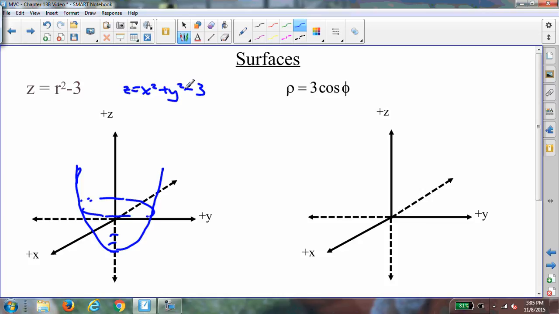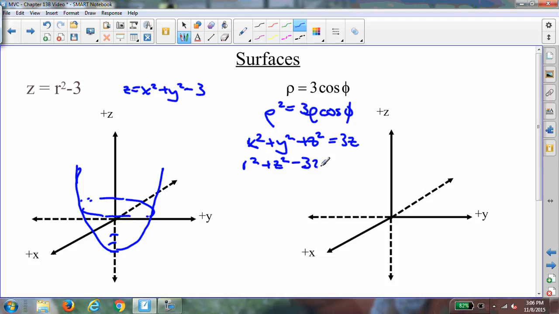Now if it's in spherical, what you want to do is try to rewrite this in terms of the different spherical equations. For example, if I multiply both sides by rho, I get rho squared equals 3 rho cosine phi. But rho squared would be the same as x squared plus y squared plus z squared. 3 rho cosine phi would be the same as 3z. Let me go ahead and convert this to cylindrical. So this would be r squared plus z squared minus 3z equals 0.